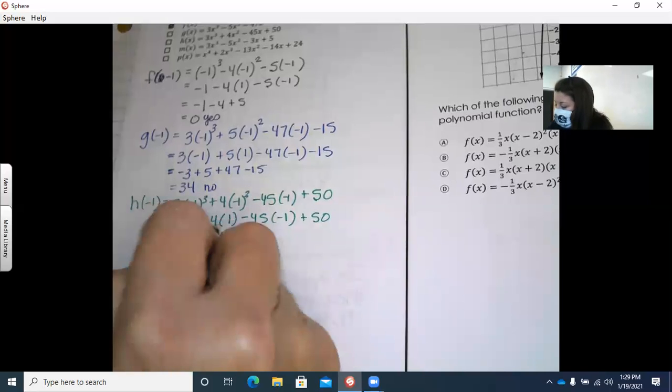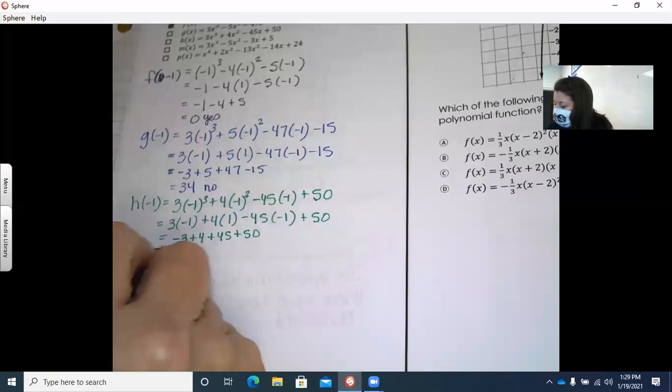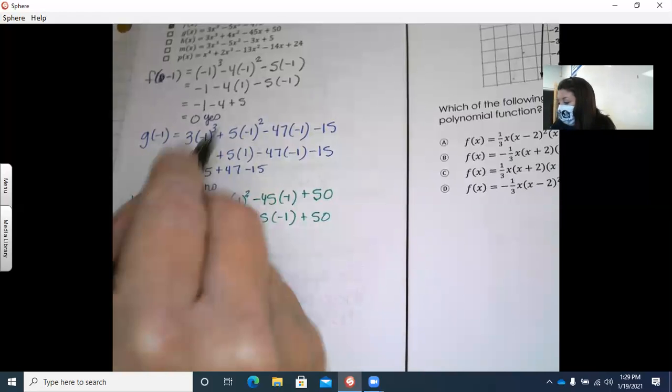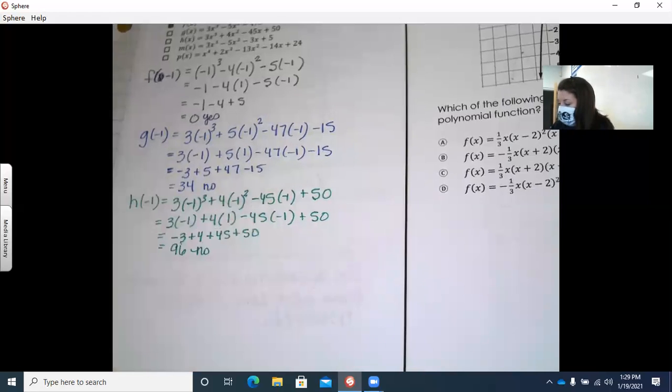Is that going to give me 0? No. I got negative 3 plus 4 is 1. 1 plus 45 is 46. Plus 50 is what? 96? So negative 1 is not a 0 for function H. So G was not, H was not. Let's try M.